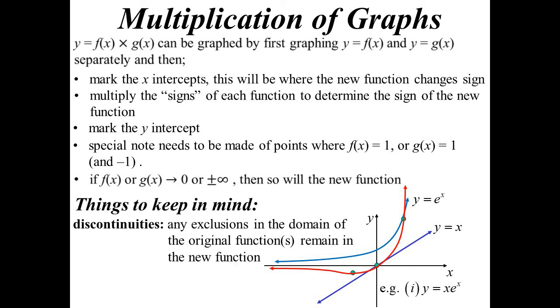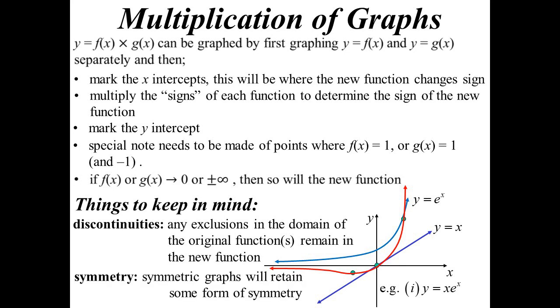Discontinuity, so once again, if we have an exclusion, or we didn't in this case, but if we had an exclusion, then it would remain. And symmetry, again, you'll retain symmetry. Here, it wasn't an issue. Y equals x, we got symmetry, but the exponential doesn't have symmetry about it. But it will retain when you multiply symmetry.